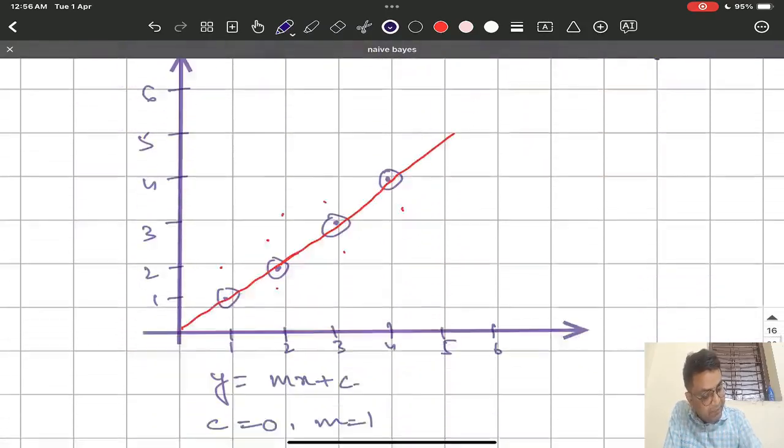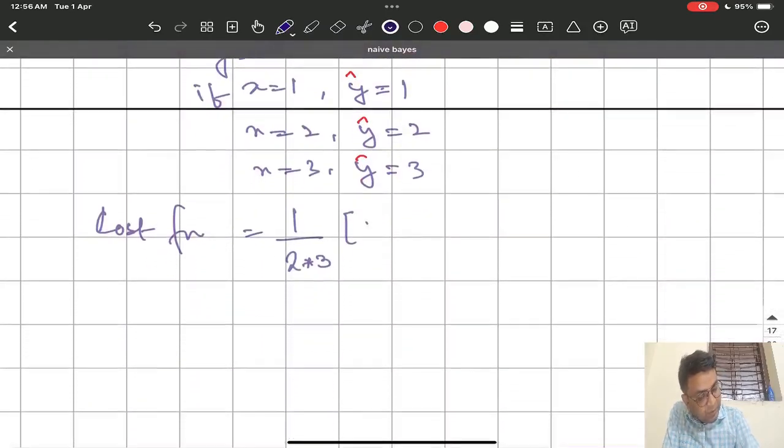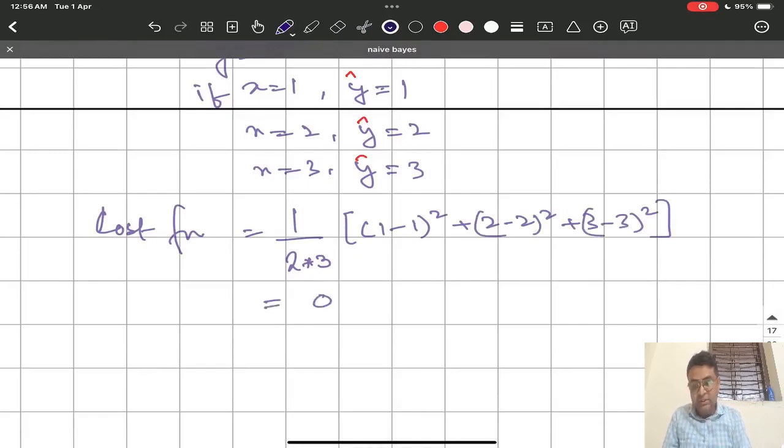What will happen over here? 1 minus 1 whole square plus 2 minus 2 whole square plus 3 minus 3 whole square. It is going like this. Equal to how much? It is 0. So if the cost function is 0, meaning we are getting the minimum value, it is the best fit line. Simple.